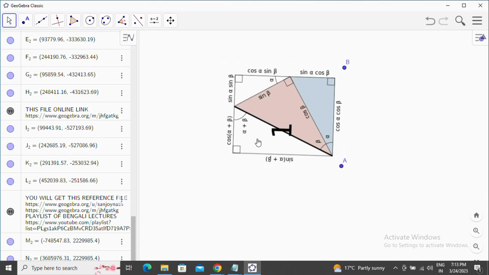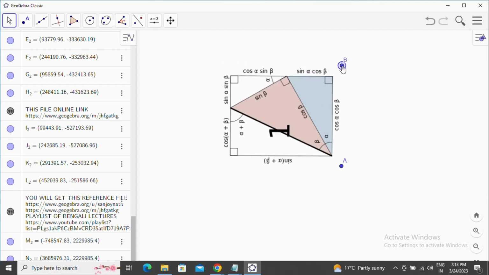Suppose the picture is rotated, and now we can show how this is behaving. Suppose this one is L. Now this alpha plus beta is the angle. Here it is the transverse angle and it is alpha plus beta.